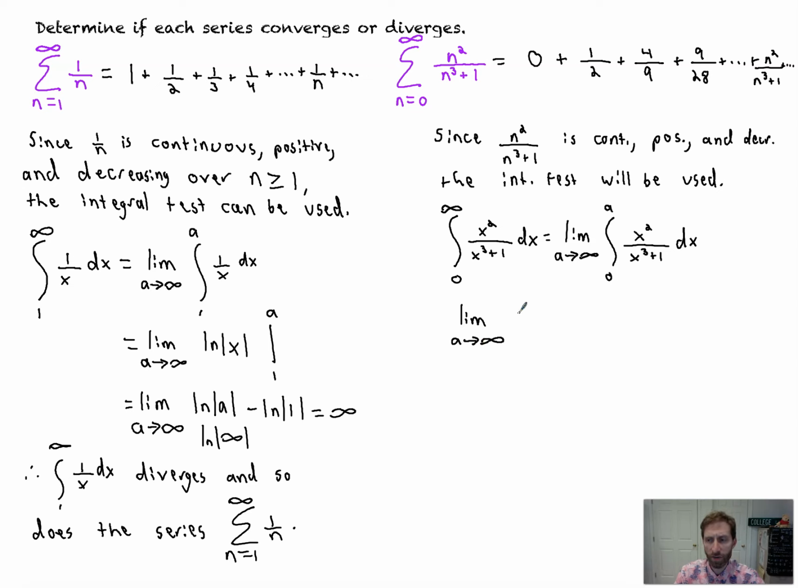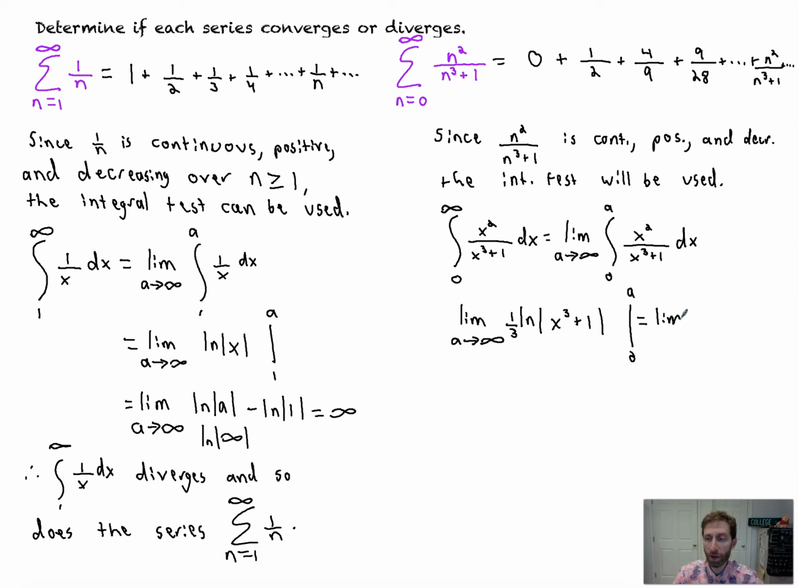So limit as a goes to infinity of, the integral of this is going to be the ln again, of x cubed plus 1, and that's going to be divided by 3. So you're going to have a 1/3 there, because when you take the derivative of this, you'll get 1 over all of that times 3x squared. So that'll cancel out there. And that's evaluated from 0 to a.